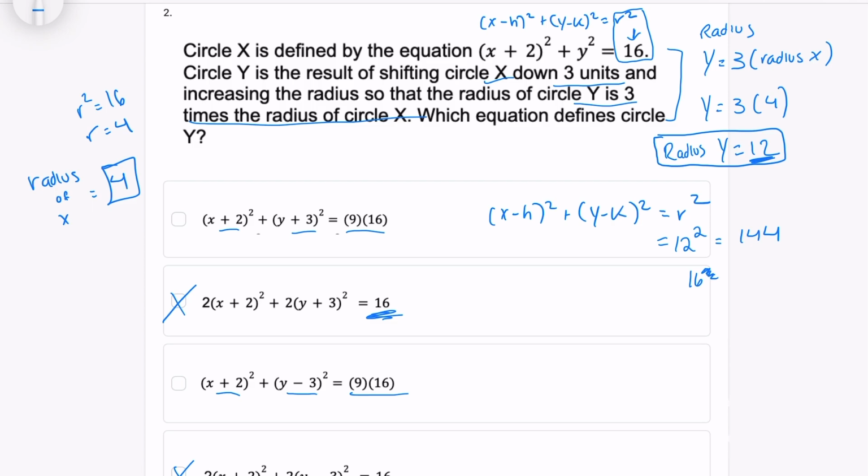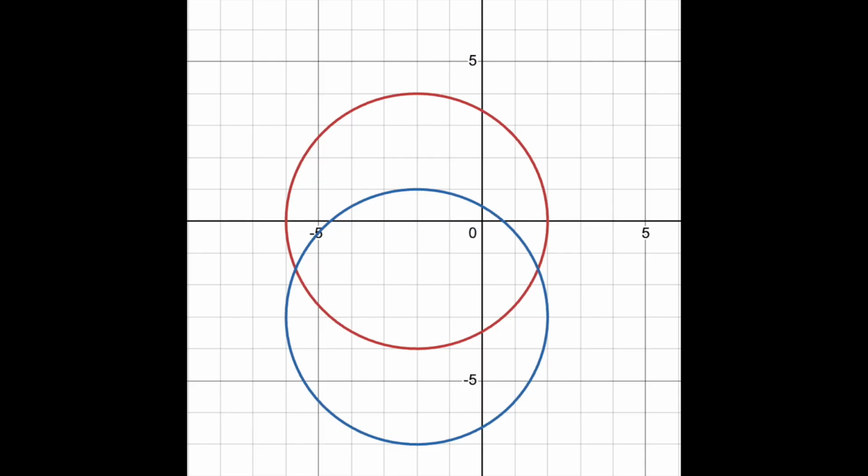So let's just go to Desmos and graph the equation. Let's graph answer choice A. And as you can see, while we're graphing this, we are indeed moving the circle down 3 units, right? So A would be correct.